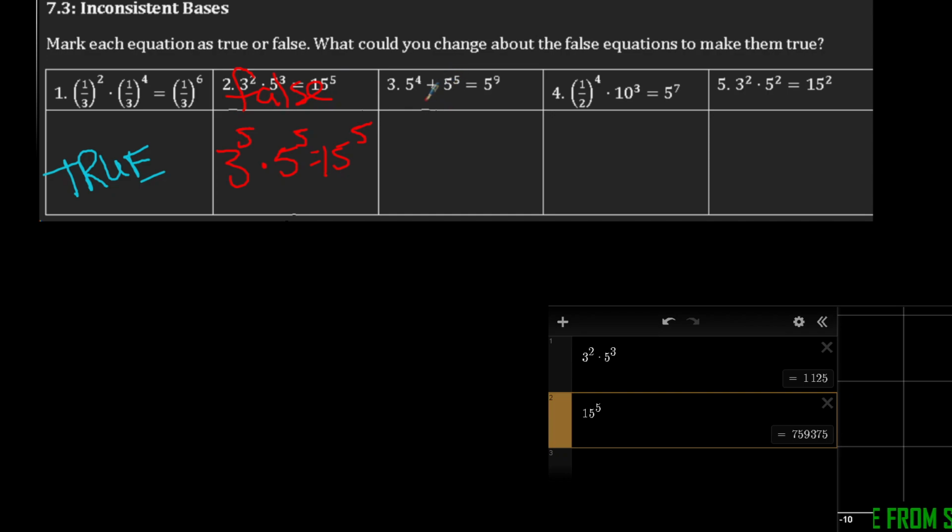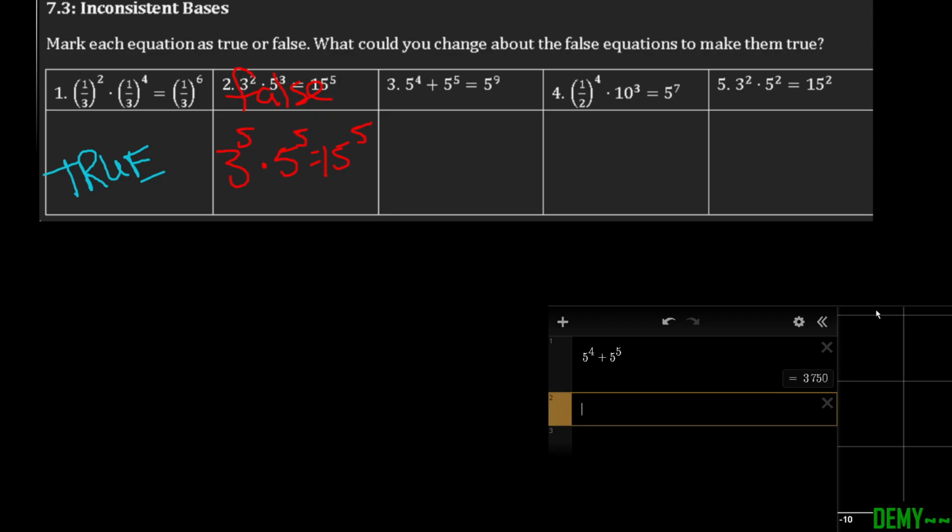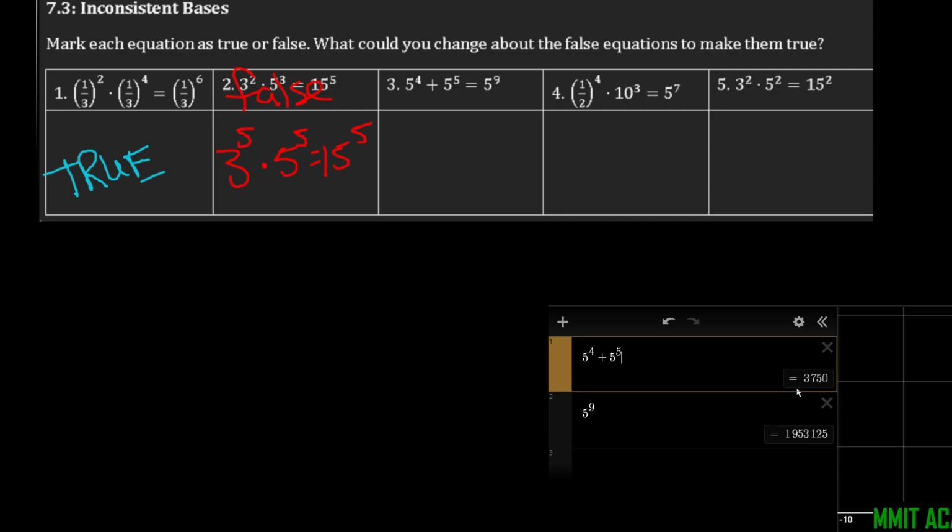However, for the next one, it says 5 to the power 4 plus 5 to the power 5. Is that equal to 5 to the power 9? So let's check it out. So in our calculator, we're saying 5 to the exponent 4 plus 5 to the exponent 5. We're saying, is that equal to 5 to the exponent 9? Notice how I have different values, and I'm making two different lines. Since these two numbers are not the same, I'm going to say this is not equal. So this one is false.